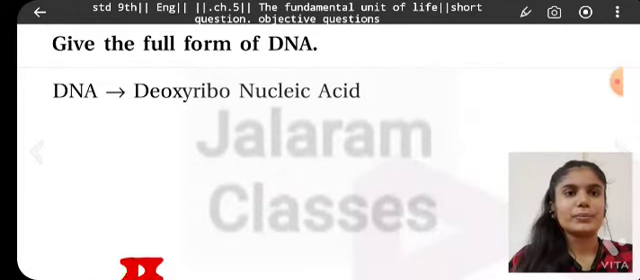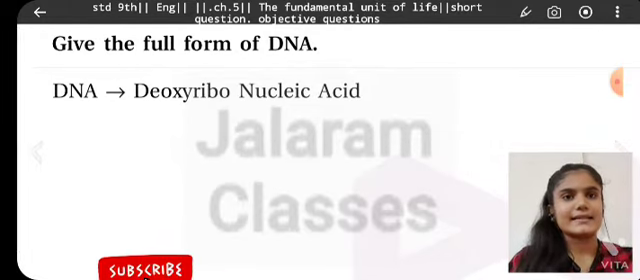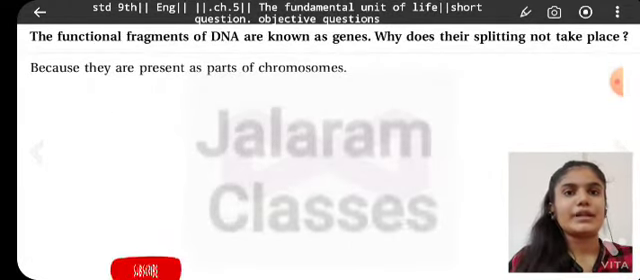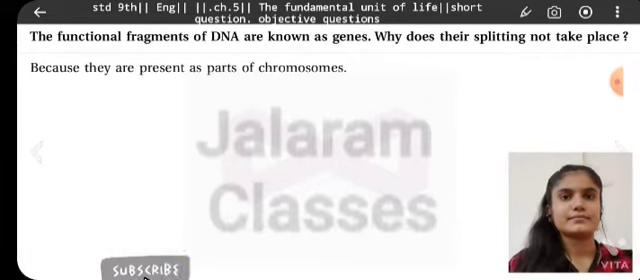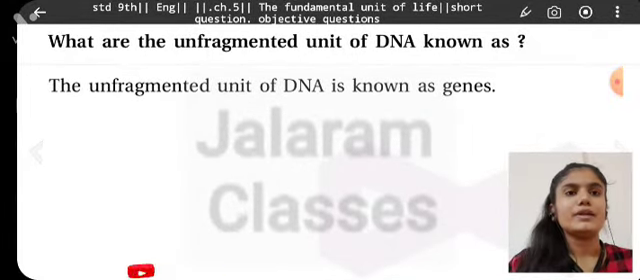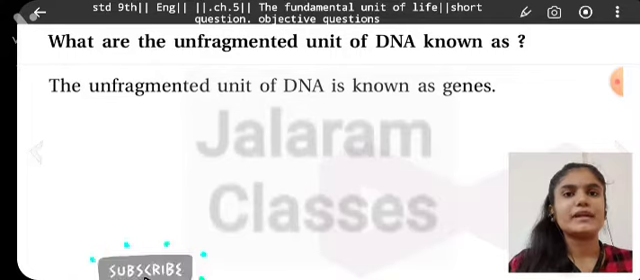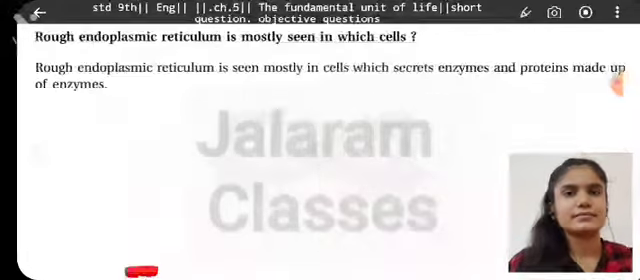Give the full form of DNA. DNA, deoxyribonucleic acid. The fundamental fragments of DNA are known as genes. Why does their splitting not take place? Because they are present as parts of chromosomes. What are the unfragmented unit of DNA known as? The unfragmented unit of DNA is known as genes.